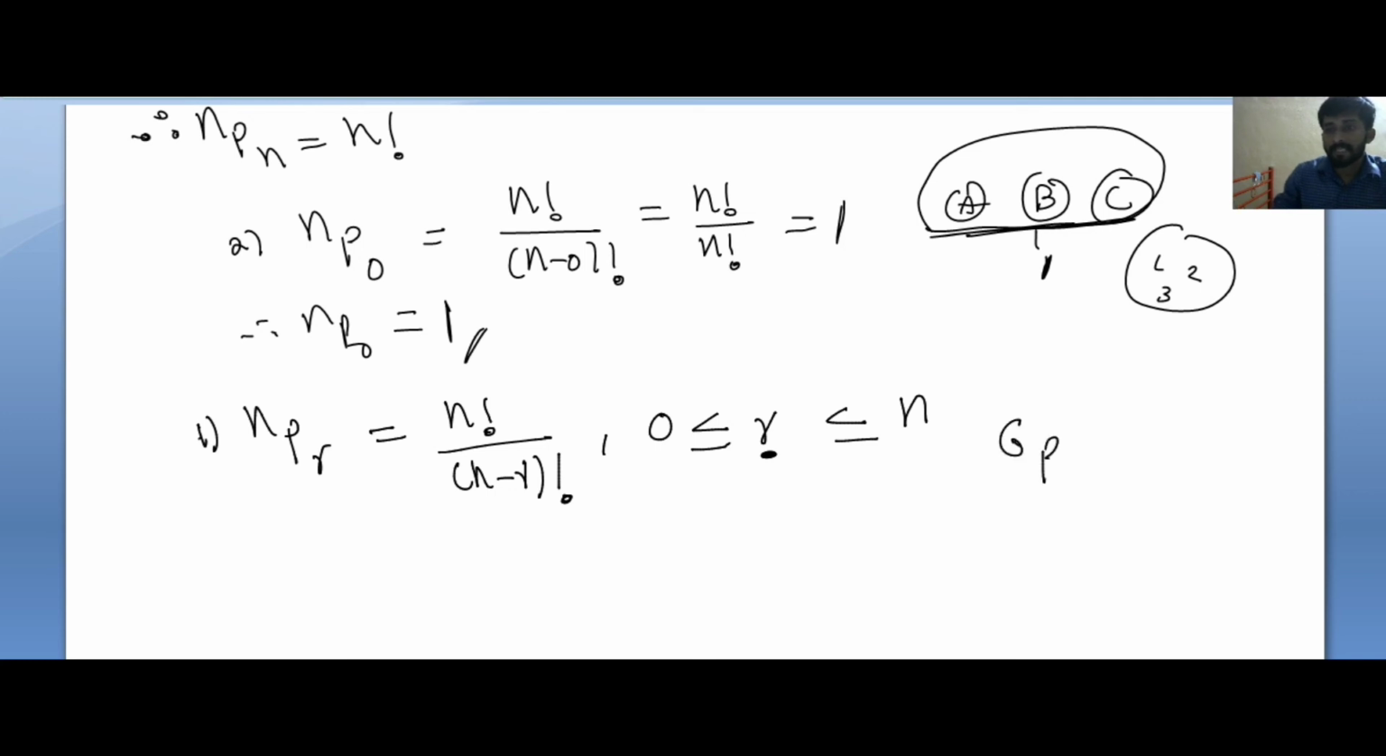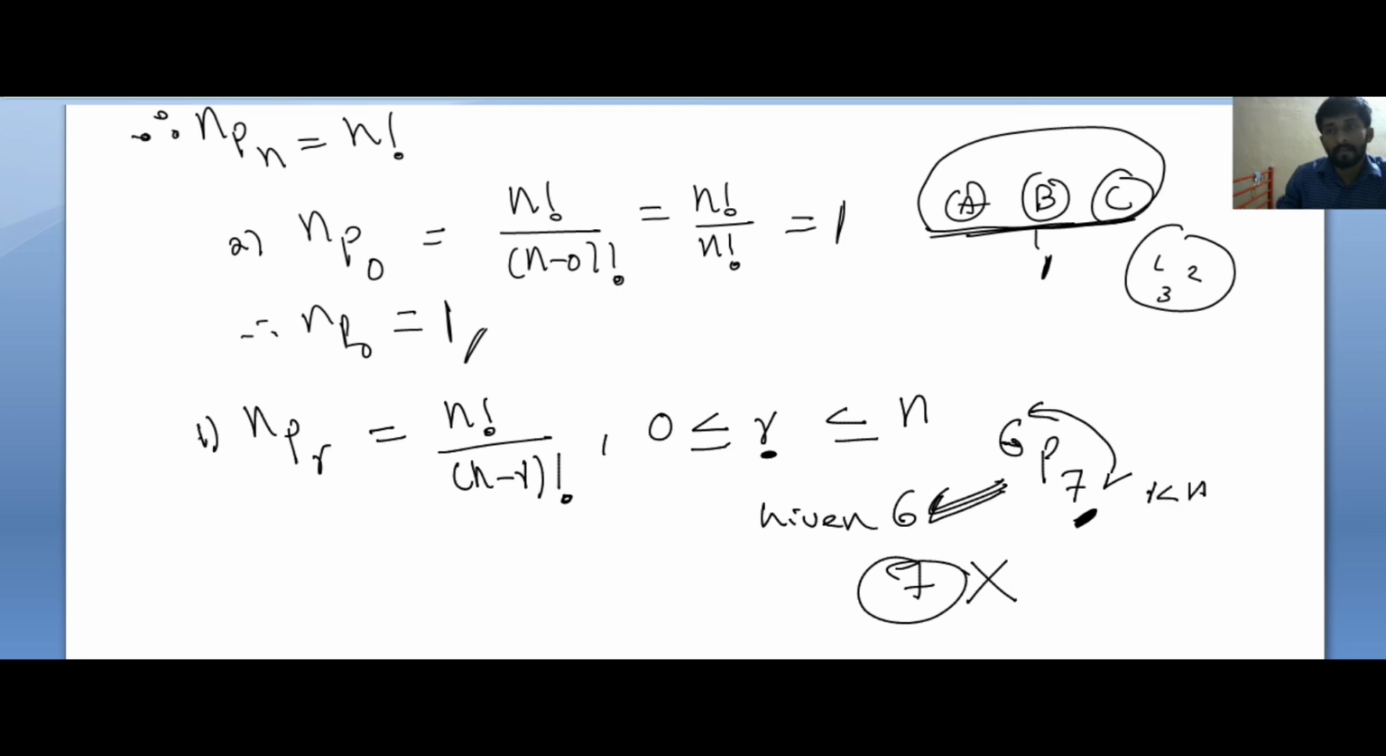Suppose see 6P7, here r value is greater than n value. Arrangement of 7 objects from the 6 objects. Given only 6 objects, then is it possible to make arrangement for 7 objects? No, right? Because only 6 objects are there. From the 6 objects, it's not possible to make arrangement of 7 objects. So r value must be less than or equal to n. Either r value is equal to n or r value is less than n. But r value is not greater than n.